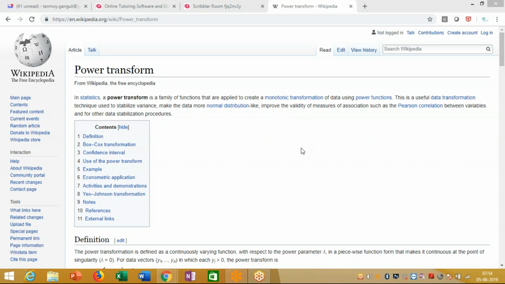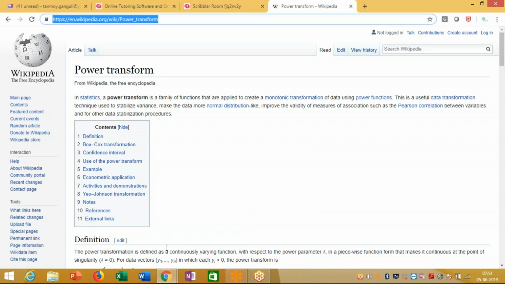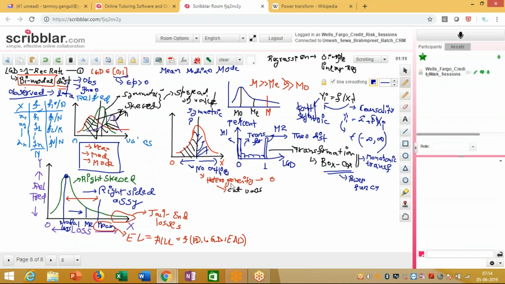So basically, let's talk about monotonic transformations first. What is a monotonic transformation? What does the word monotonic mean?